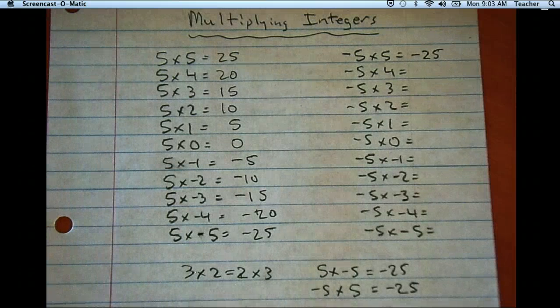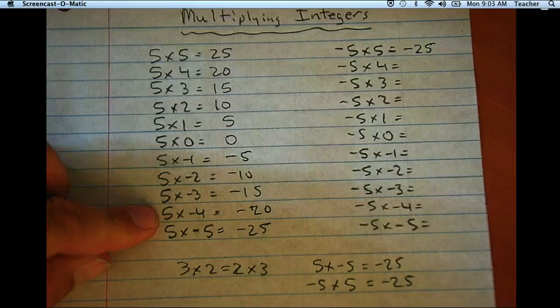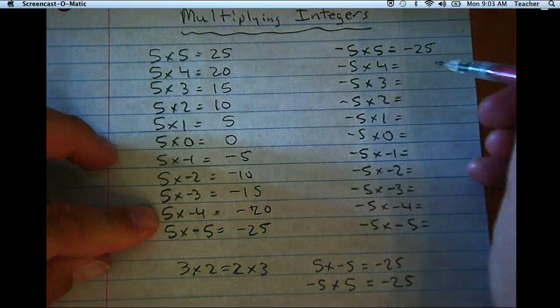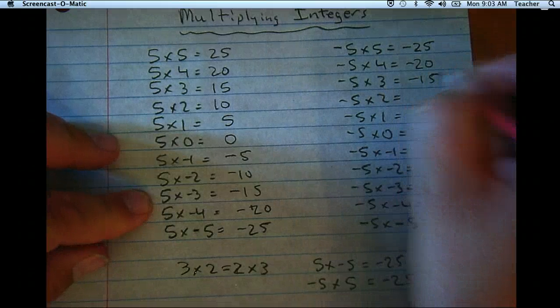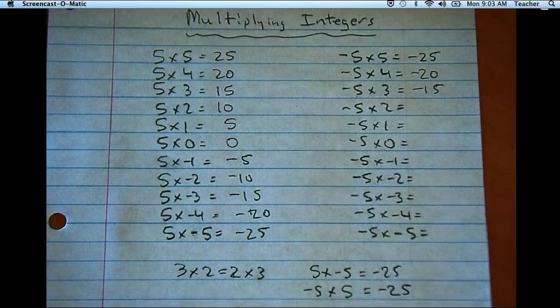Now, by that pattern, I have something similar to it. 5 times negative 4 is negative 20. And also it turns out that negative 5 times 4 is also negative 20. Negative 5 times 3 is going to be the same thing as 5 times negative 3, which is negative 15. And what I want you to do now is pause the video and fill out the right column. See if you can find the pattern in the right column. So go ahead and pause the video and try and figure out the pattern.